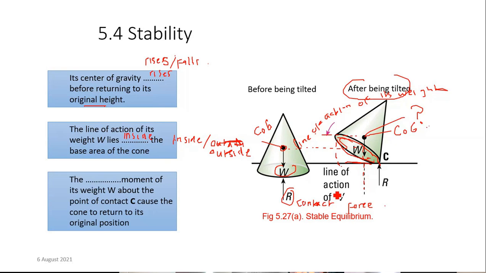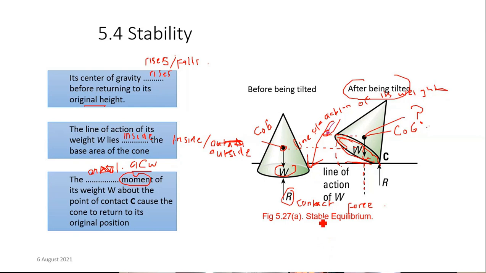Last, because the center of gravity rises and the line of action is inside the base area, let's check the moment needed by this object to go back to its original position. Is the moment anti-clockwise or clockwise? We can see from the arrow that the moment is anti-clockwise, to make it balance and go back to its first condition. This anti-clockwise moment about the point of contact C causes the cone to return to its original position.